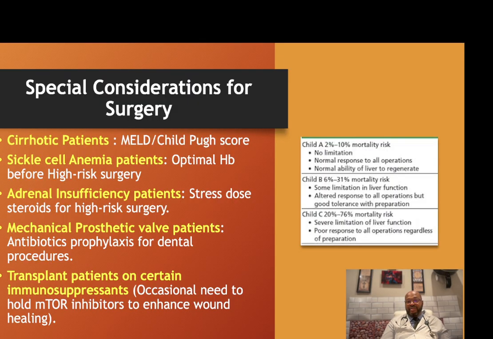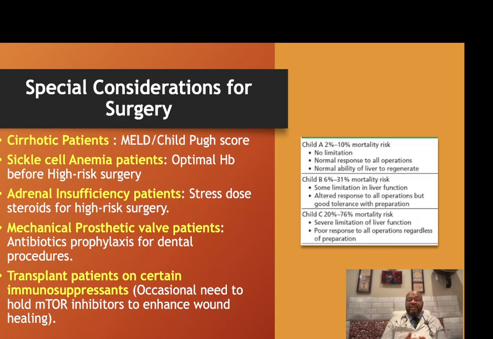And special considerations, of course, if these are cirrhotic patients, you have to consider the MELD score. If the MELD score is more than 20, then they are really high risk. If it's less than 8, they are lower risk for surgery. For sickle cell anemia patients, you have to make sure they have the optimal hemoglobin before high-risk surgeries. For high-risk surgeries, they actually want their hemoglobin closer to 10 than the usual threshold before you transfuse. If they have adrenal insufficiency, you want to give them some stress dose steroids just before the high-risk surgery, and then you can continue their steroids after the surgery, of course.